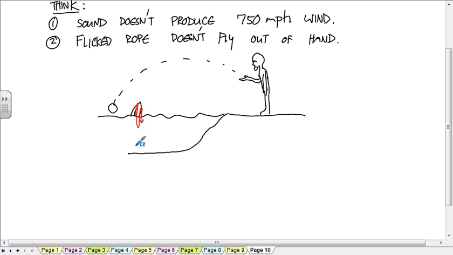Anyone have any questions about that? So I'm going to just stop there. That's the lead into waves. They carry energy from molecule to molecule, but they don't carry molecules.